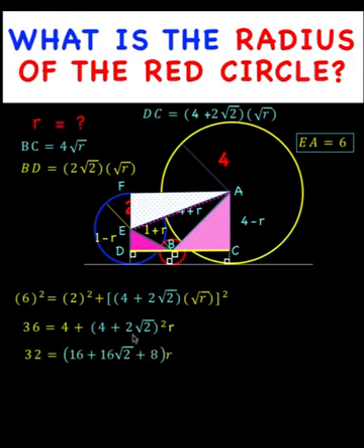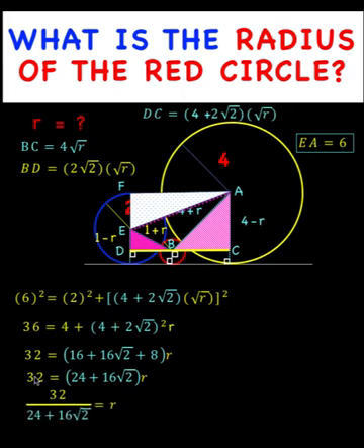We are going to square this part, so 4 squared is 16, plus twice the product of 4 and 2 square root of 2 to get 16 square root of 2, plus the square of the second term, which is 8, and we copy R. And 16 plus 8 is 24, so we can further simplify it this way. And solving now for R is 32 divided by the quantity 24 plus 16 square root of 2.